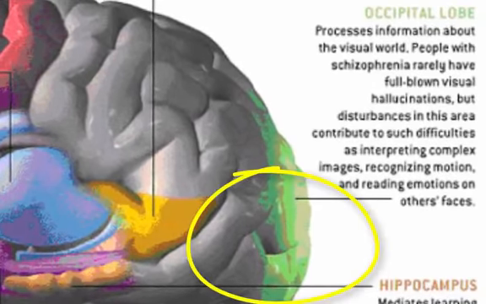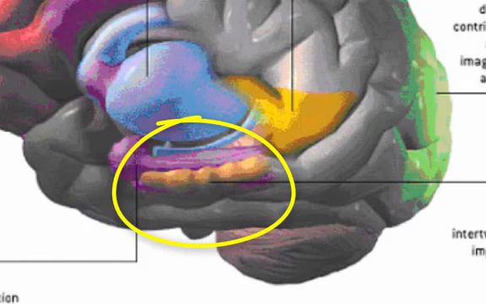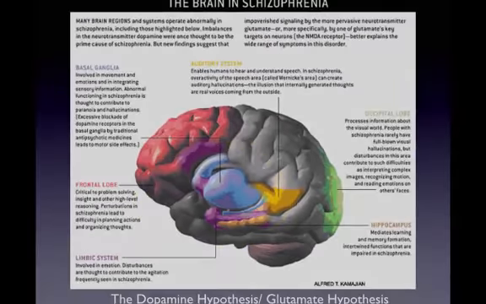The occipital lobes are hypothesized to play a role in the difficulties that schizophrenics have in identifying complex visual images and also in reading emotion on other people's faces. The hippocampus has been shown in schizophrenics to be atrophied and to have shrunk for individuals with schizophrenia.